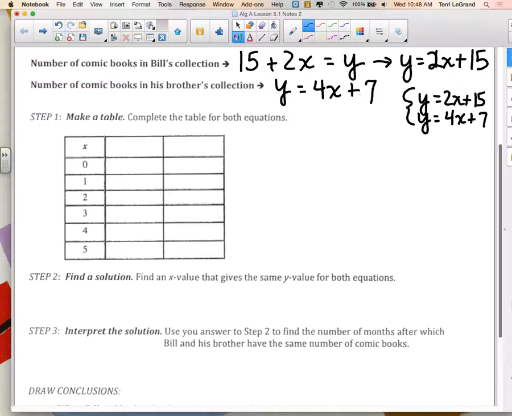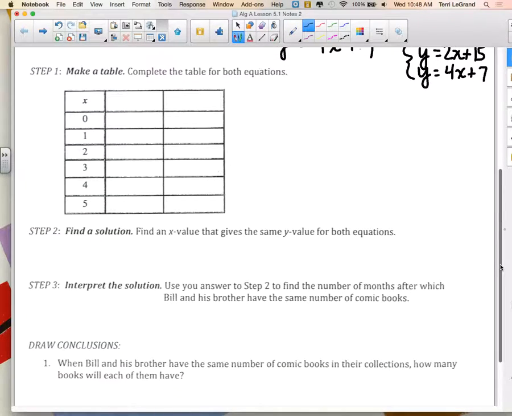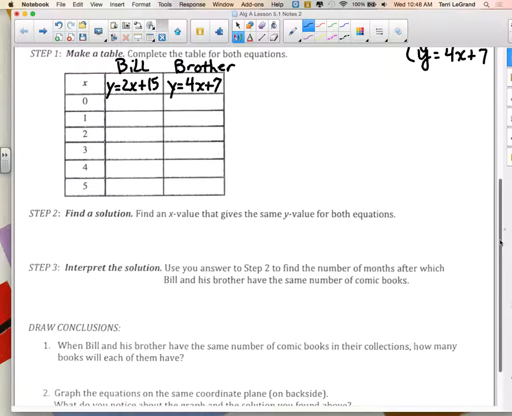So let's do it by making a table. Okay, let's use the table to do it. So let's do Bill here and the brother here. Let's see if we can see where it's going to happen in the table. So y equals 2x plus 15, that's Bill's, and y equals 4x plus 7 is the brother. So we're going to substitute in 0.